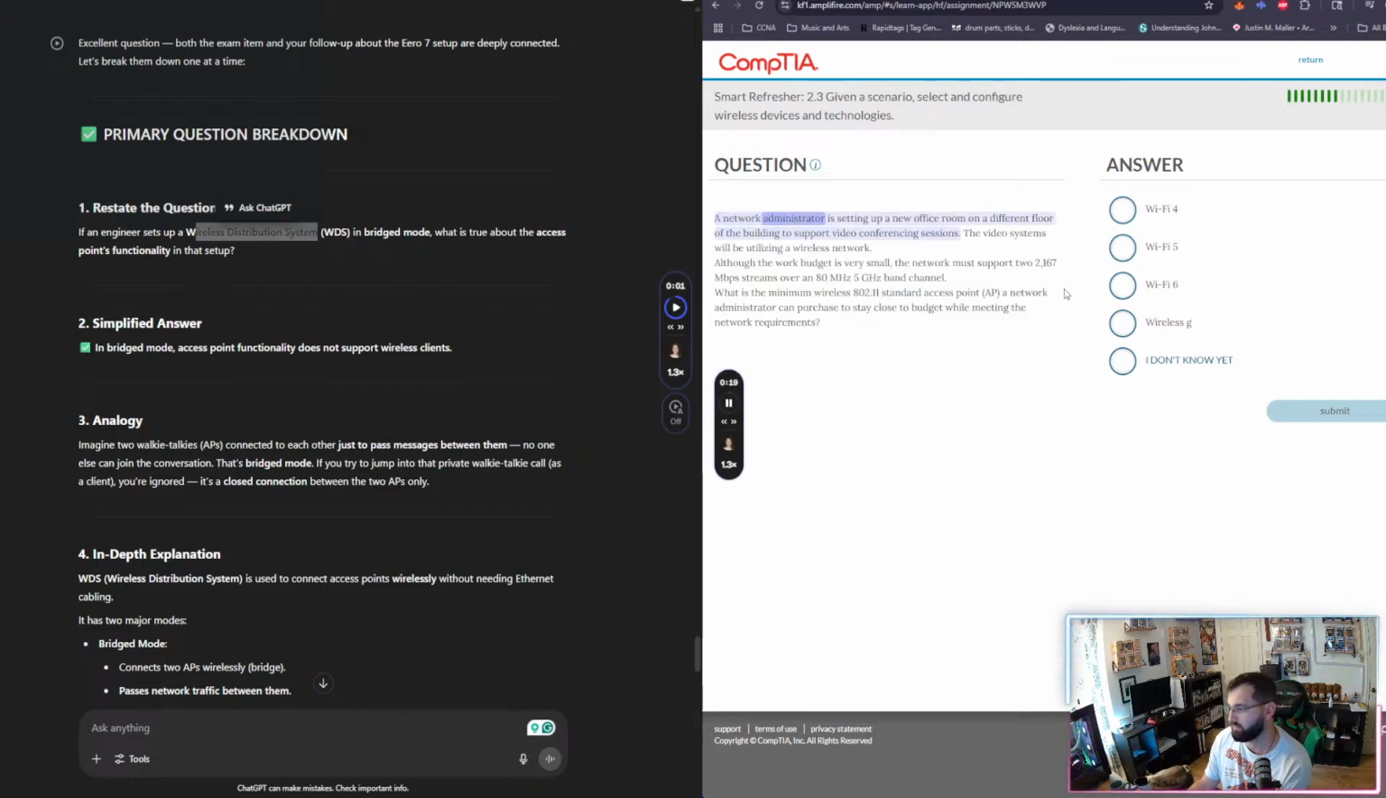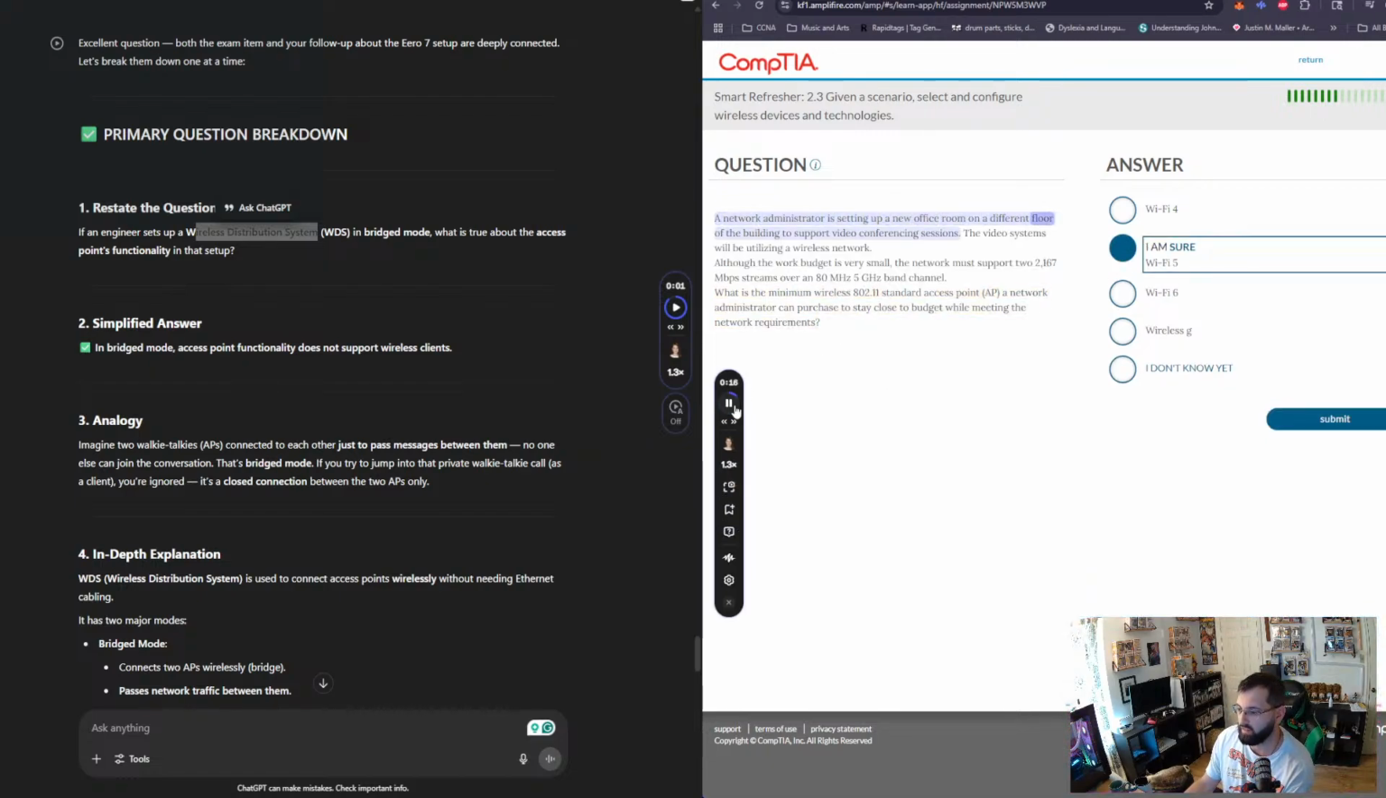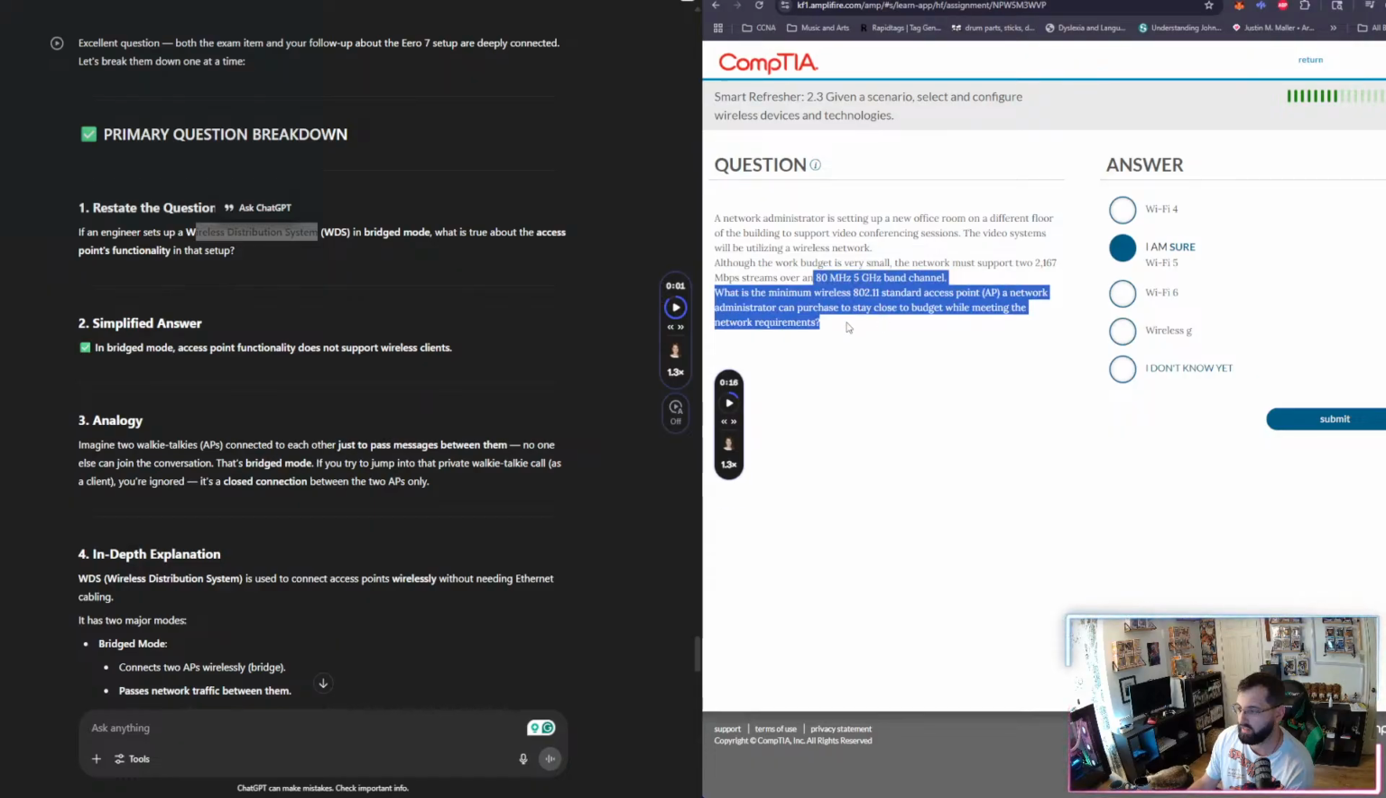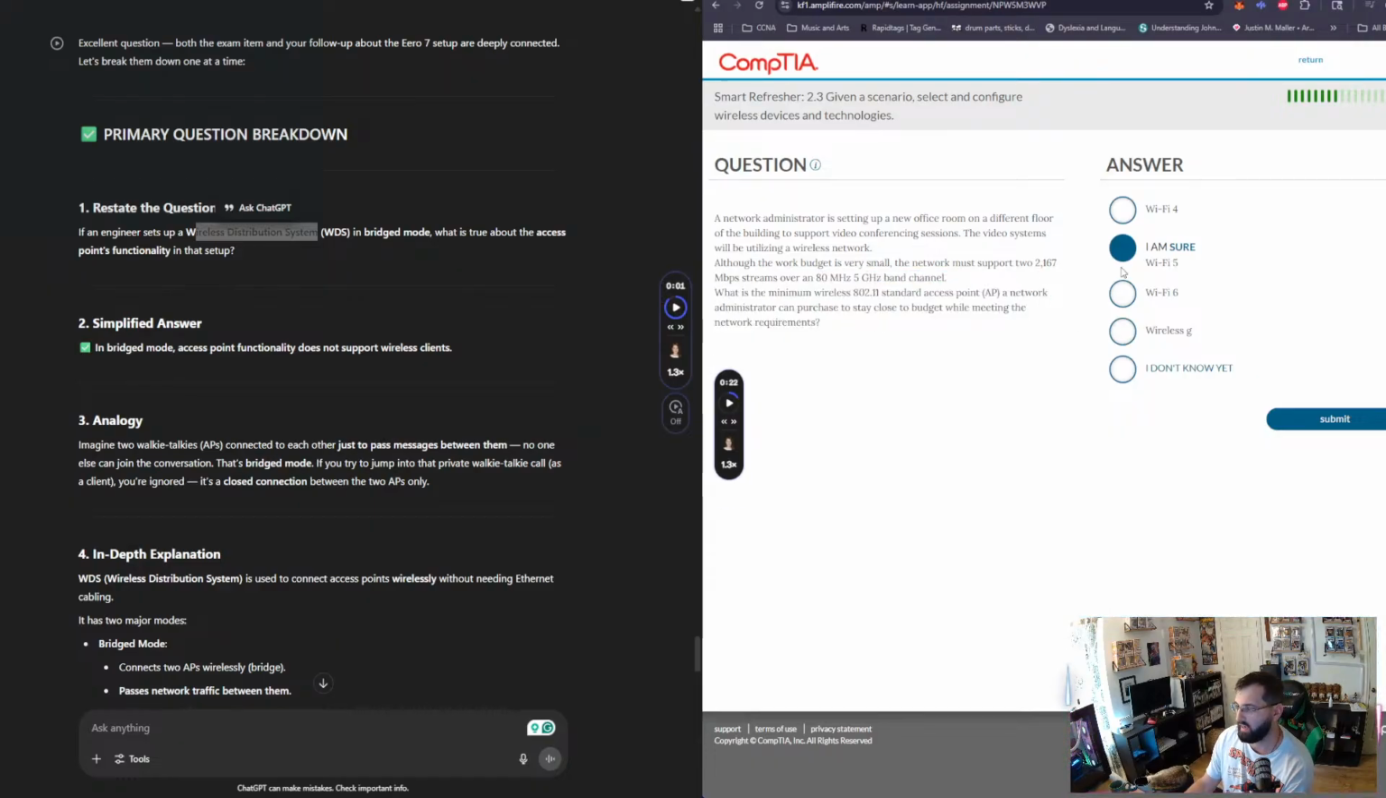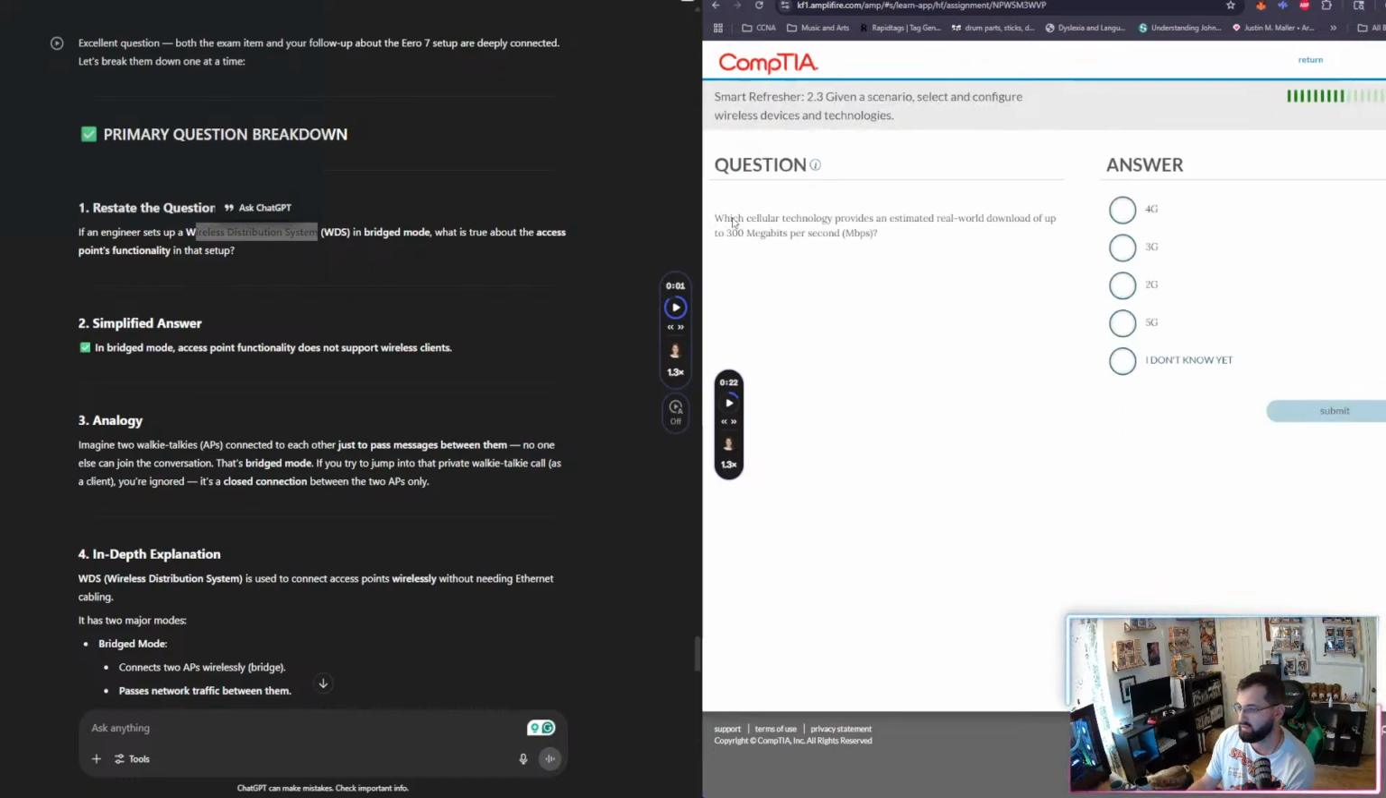A network administrator is setting up a new office room on a different floor of the building. This is only because it's old. You're not going to find anything that's Wi-Fi 5, if Wi-Fi 6 is the new standard. Megabits per second, Mbps. Which cellular technology provides an estimated real-world download of up to 300 megabytes per second? But is it 5G?